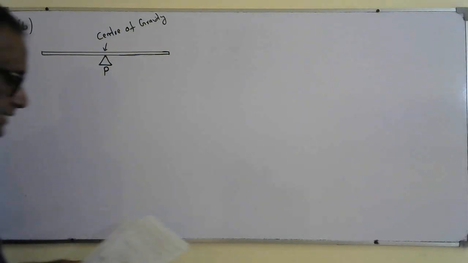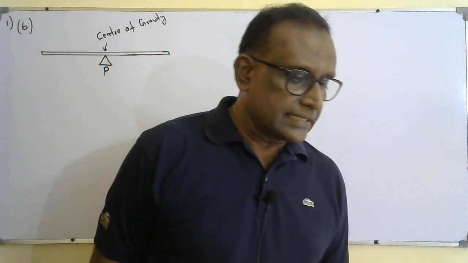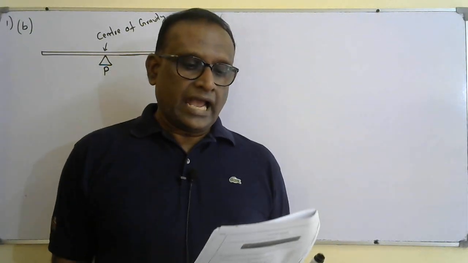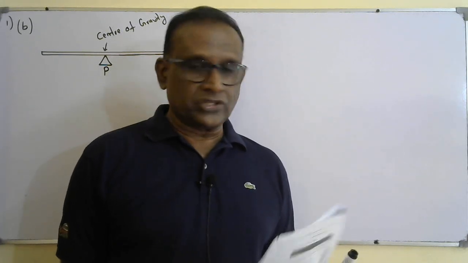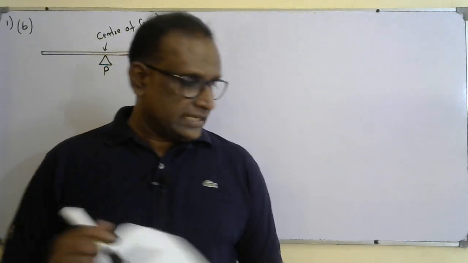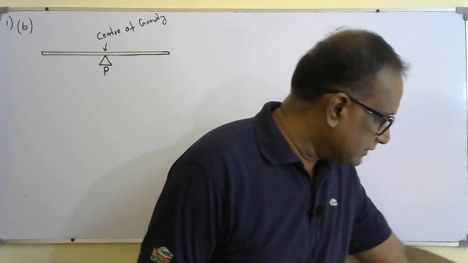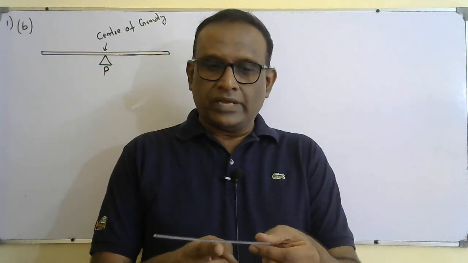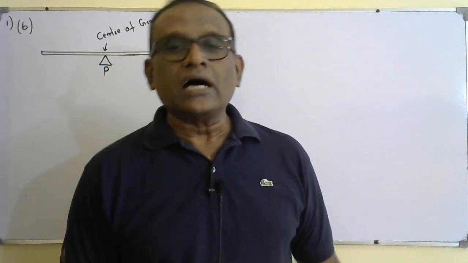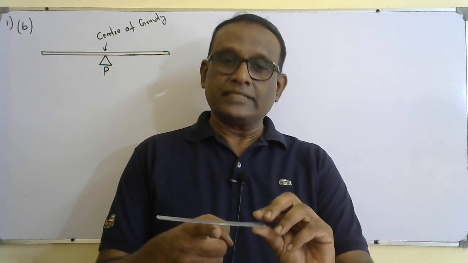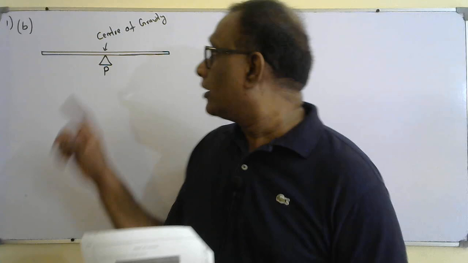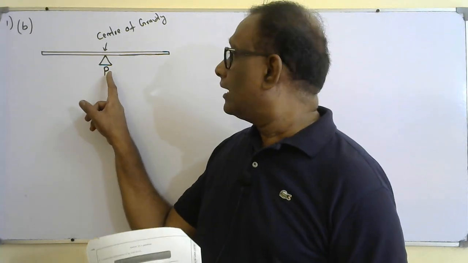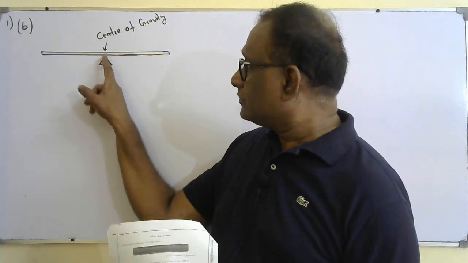Okay, the next part, this diagram is given. The student balanced the ruler on a pivot as shown and recorded the position of the center of gravity of the ruler. If you have just a ruler and balance it, where it balances will be the center of gravity. So they are balancing the ruler on what we call a knife edge or fulcrum P.